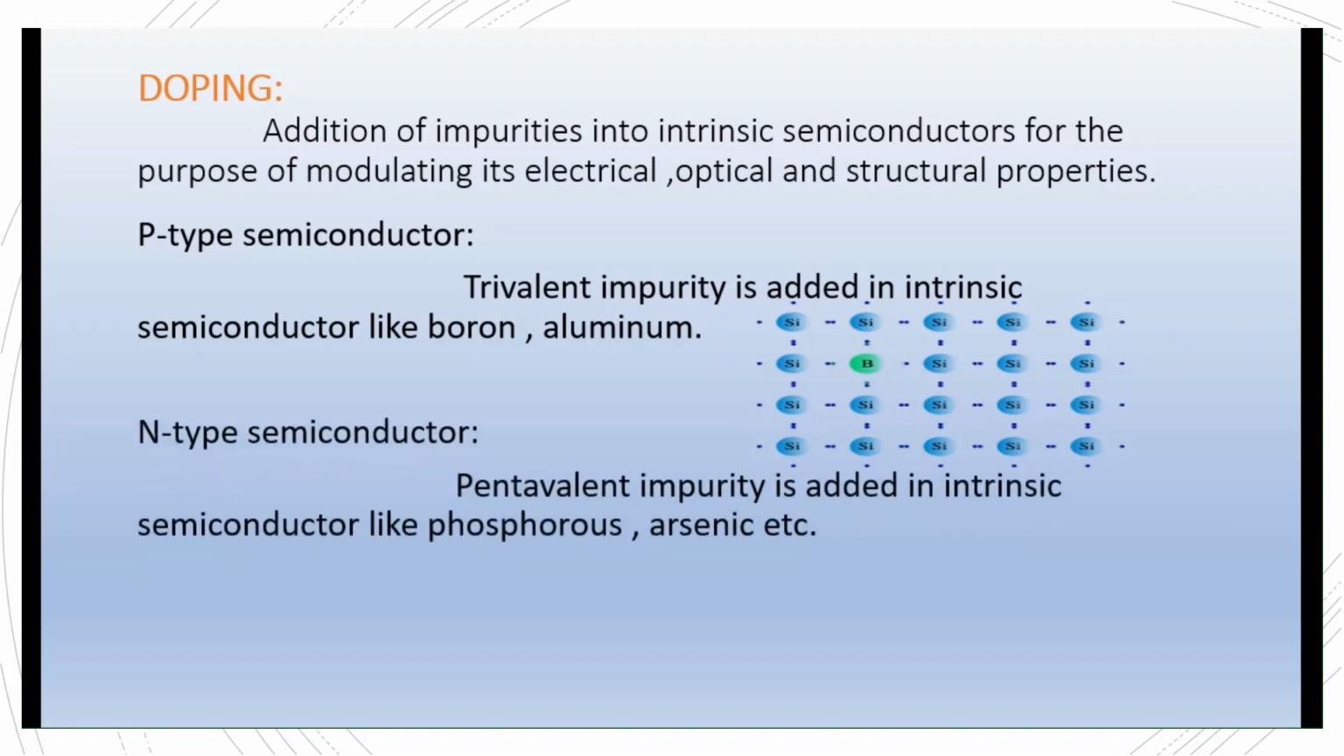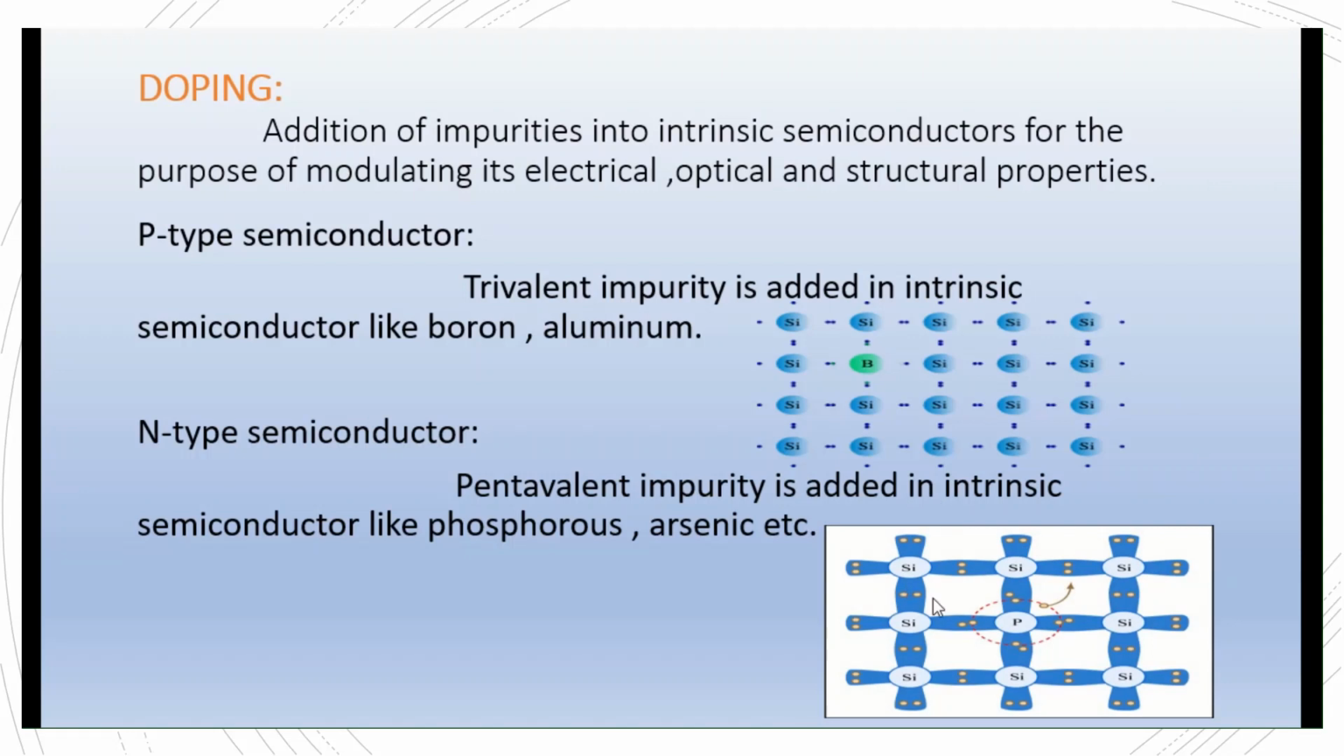When we add pentavalent impurity like phosphorus and arsenic to the pure semiconductor, then n-type semiconductor is formed. Here we can see that silicon is replaced by phosphorus, and phosphorus has 5 valence electrons, so there is one free electron, and this is present in the void and conducts.